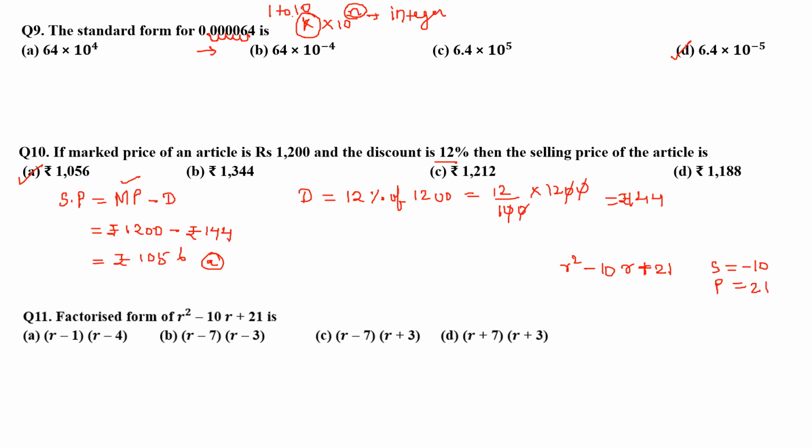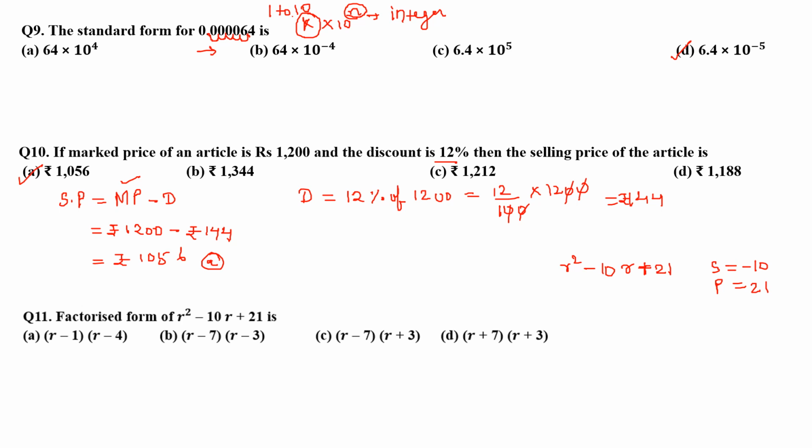And to use that method, you have to find out two numbers whose sum will be minus 10 and product is 21. Now if you see here, the sum is negative and product is positive. When sum is negative, it means at least one number will be negative. Then only sum is negative. But product is positive. If one number is negative, then product should be negative, right? But here product is positive. It means that both the numbers are negative numbers. If both the numbers are negative, then only you will get a product as positive.